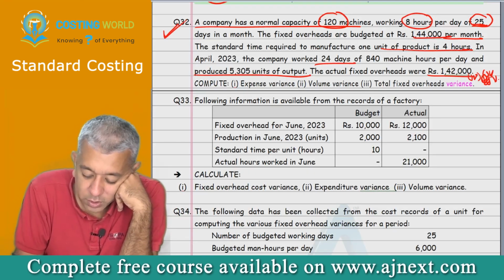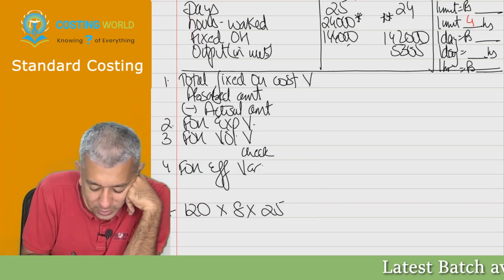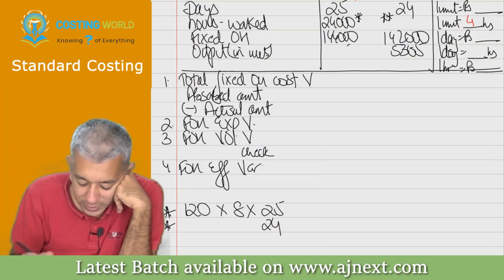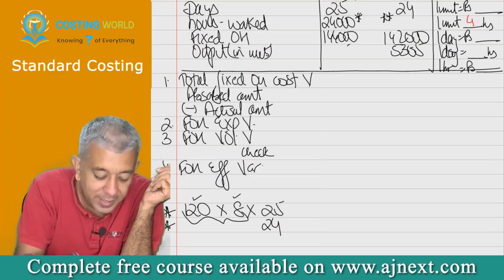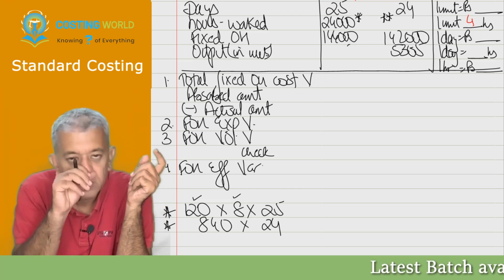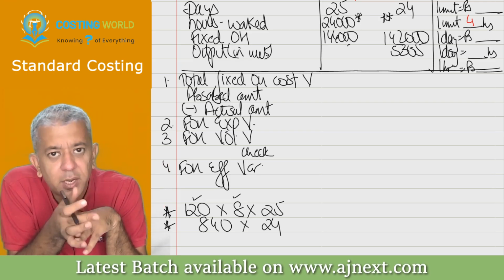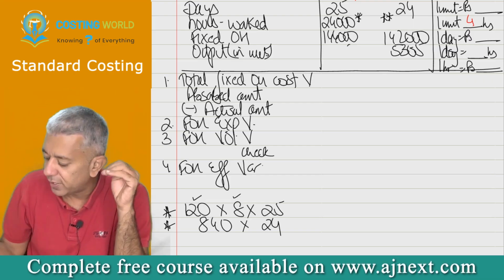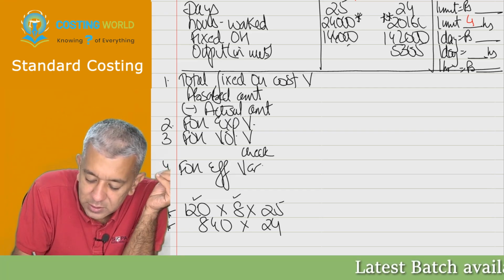Now what those guys have told, company actually worked for 24 days. So in reality it was 24 days, of 840 hours per day. Instead of giving this data and this data separately, they have multiplied the actual data and given us 840 directly. So therefore 840 must be number of machines into number of hours per day, but obviously the actual data. So therefore 840 into 24 will be giving you 20,160.